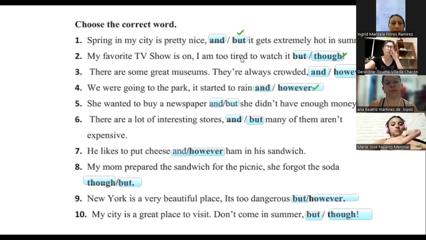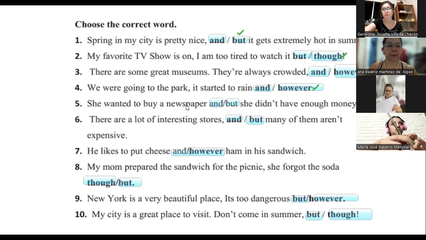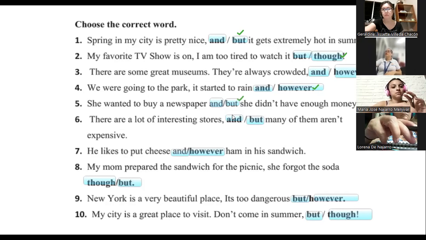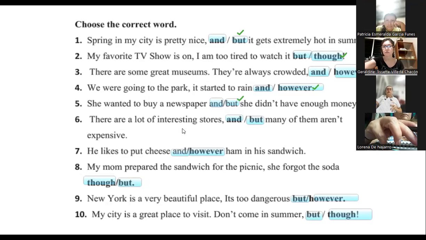Okay, number five, Ingrid Flores. She wanted to buy a newspaper. She didn't have enough money. But, exactly. So she wanted to buy a newspaper, but there's a problem, she didn't have enough money. Okay, number six, Maria Jose. There are a lot of interesting stores, and many of them aren't expensive. Very good. The good thing is that many of them are inexpensive. Number seven, Geraldine. He liked to put cheese and have his sandwich.